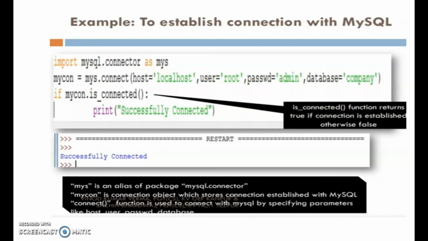So this command will establish a connection to the MySQL database with host localhost, user root, password admin, and database company. Then, if mycon is connected. Here, is_connected is a function that returns true if the connection is established, otherwise false. It returns a boolean value. If the connection is established, print successfully connected. So when you run the program, you will get a message like this: successfully connected.